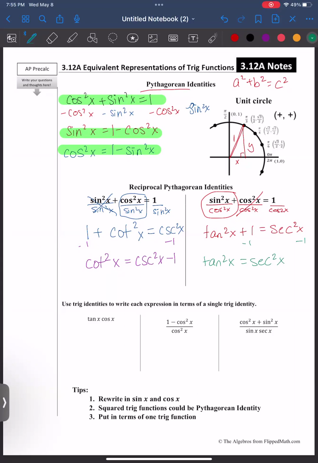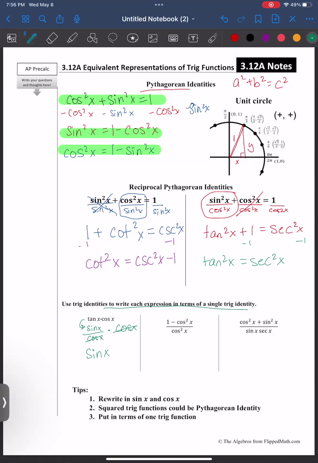So now let's go ahead and use these identities to rewrite each expression in terms of a single trig function. Okay, so this first one here, I'm going to rewrite tangent as sine over cosine. And remember, when they're right next to each other, that's multiplication. So the cosines are going to cancel out, and I'm just left with sine of x.